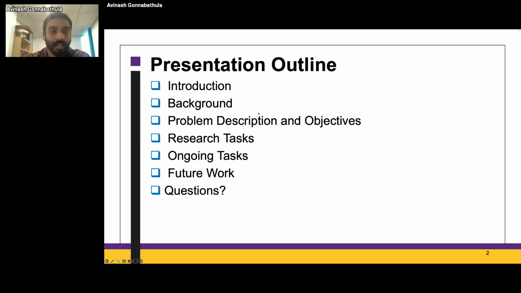Are you guys able to see my screen? Yes, we can.